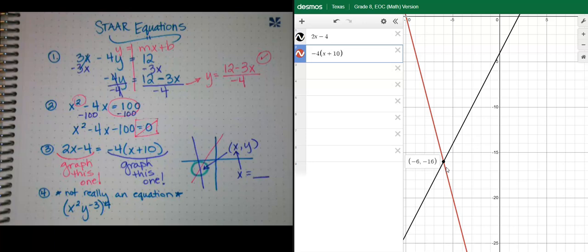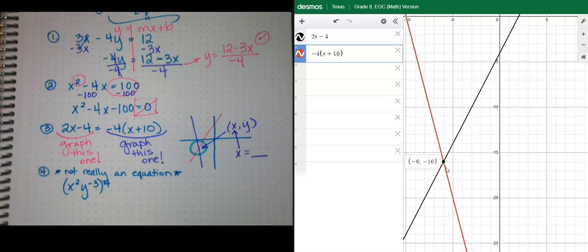All right, the last one, the one that you see, it has x's and y's in it, so I'm including it on the list, but it's not an equation. There's no equal sign. There's nothing else there. Move it up just a little bit.